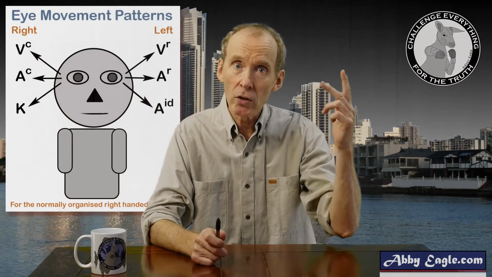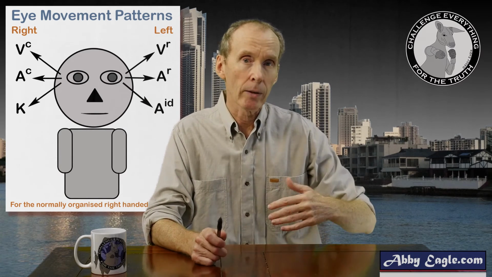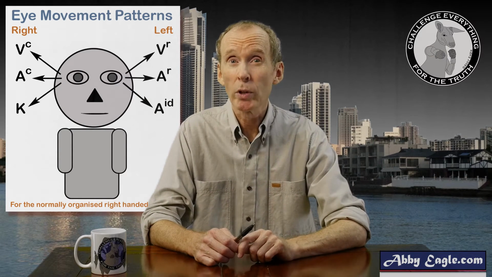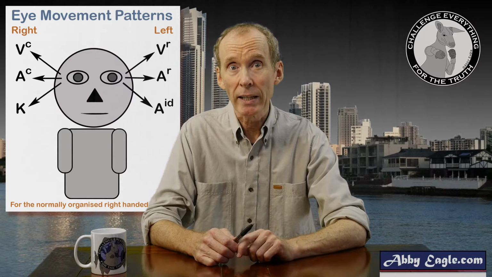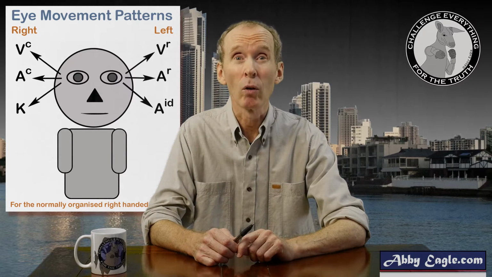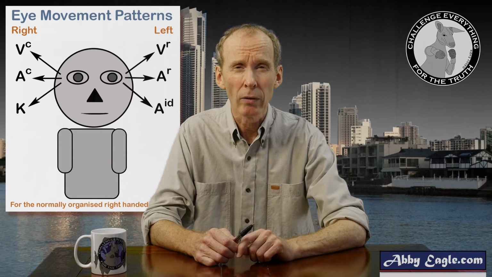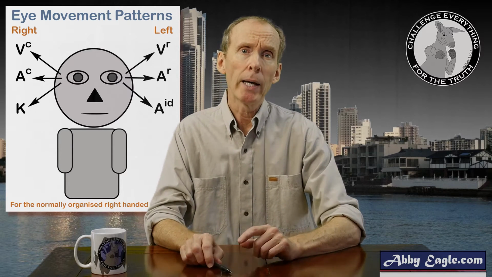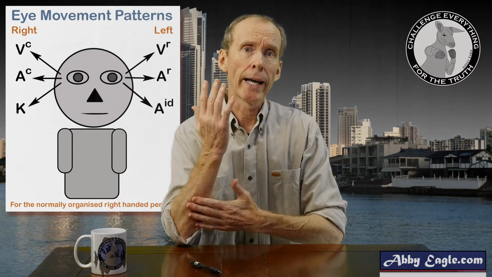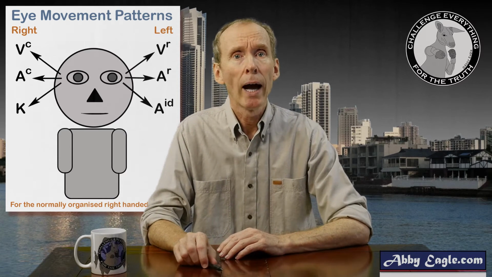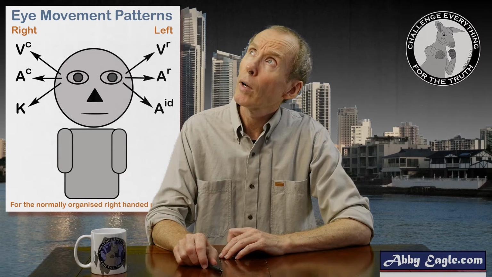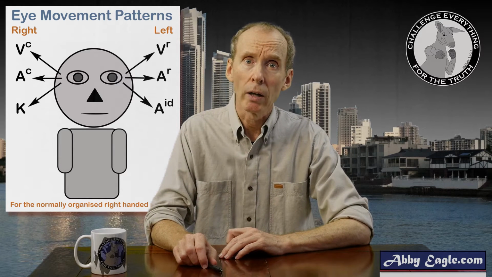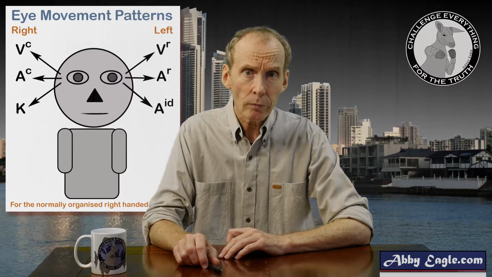Okay, so we have three main representational systems: your visual, auditory, and kinaesthetic. There's a posture which goes with each. When people access their visual sense, they tend to look up and or otherwise straight ahead and defocus. If the brain hemispheres are normally organized for a right-handed person, then they will tend to look up and to the left to access visual memory and look up and to the right to construct images.